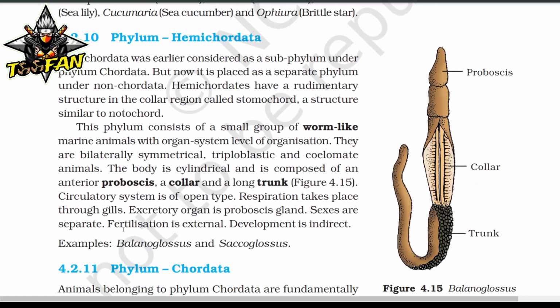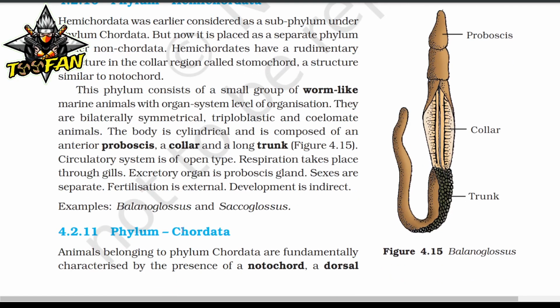Circulatory system is of open type. Respiration takes place through gills. Excretory organ is proboscis gland. Sexes are separate. Fertilization is external. Development is indirect.